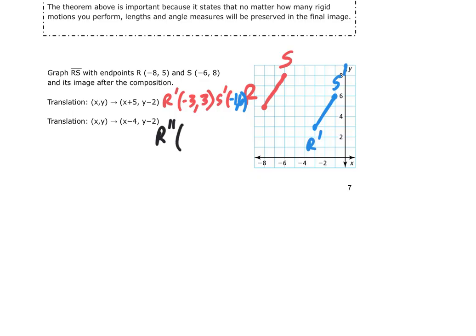So if I was at -3, 3, and I subtract 4 from the x value, what'd I get, Adrian?